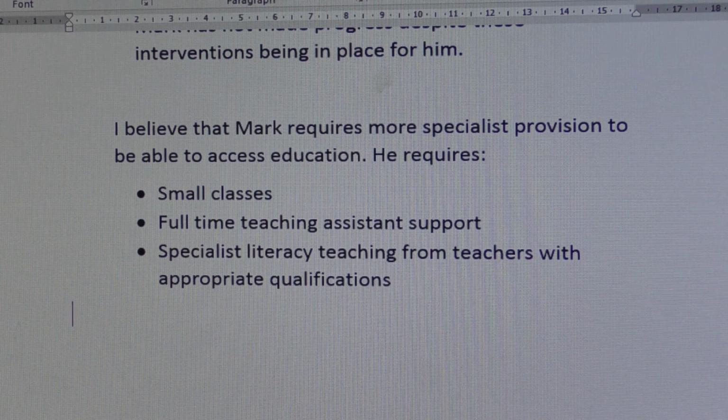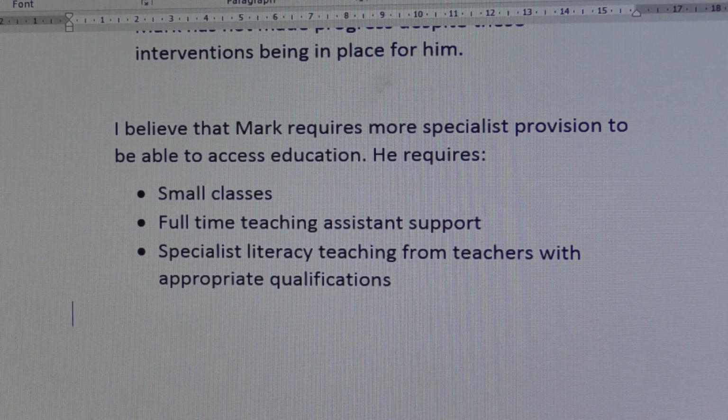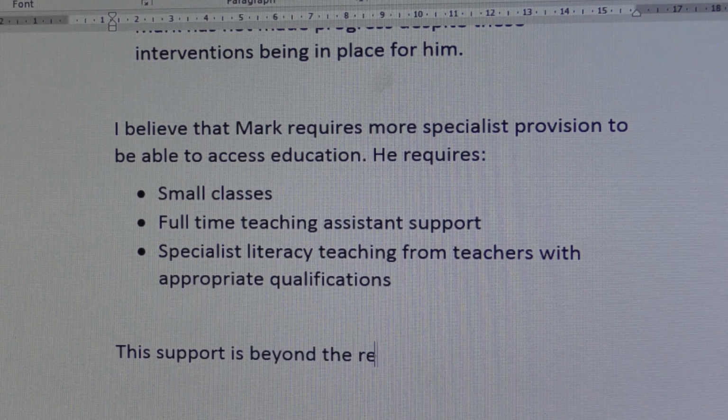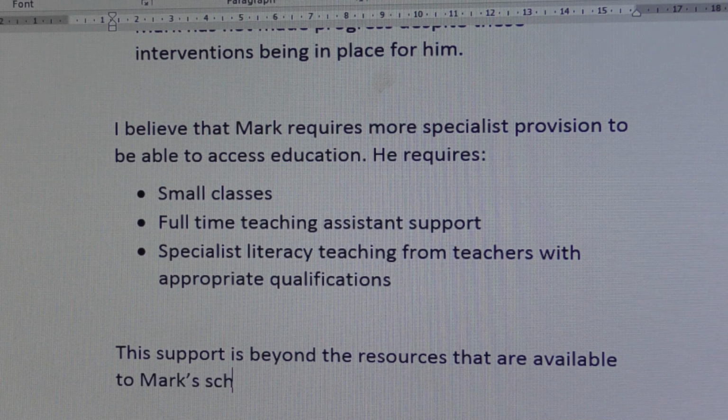So what I'm saying here in the request is that Mark needs more specialist provision. He's going to need smaller classes, full-time teaching assistant support, and specialist literacy teaching from teachers that have specialist qualifications. And we're going to then make the point, because I think it's important to, that this support is beyond the resources that are available to Mark's school.